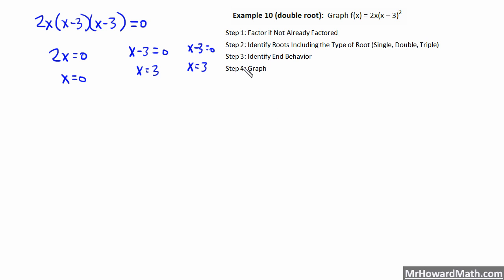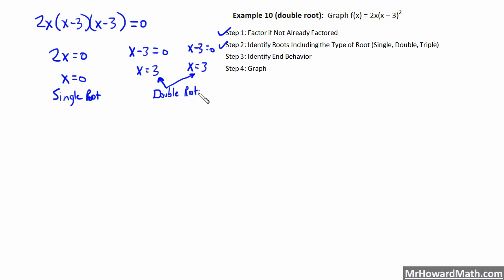Alright, so let's go ahead and write these out. So we have x equals 0 is a single root, and x equals 3 is a double root.